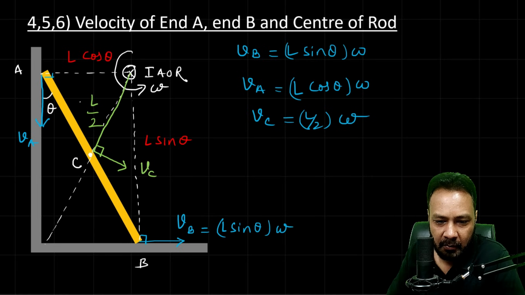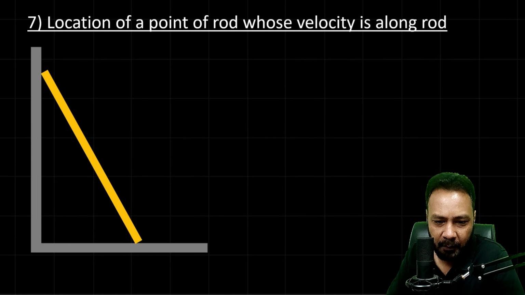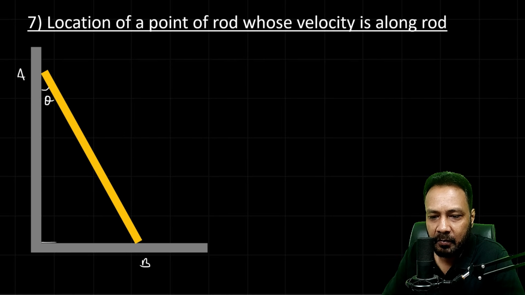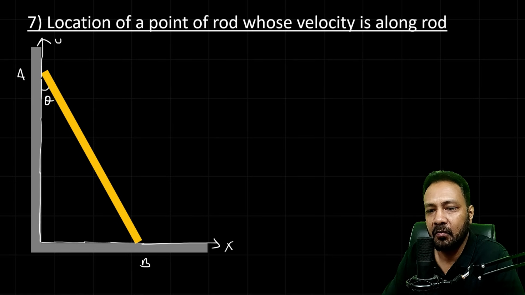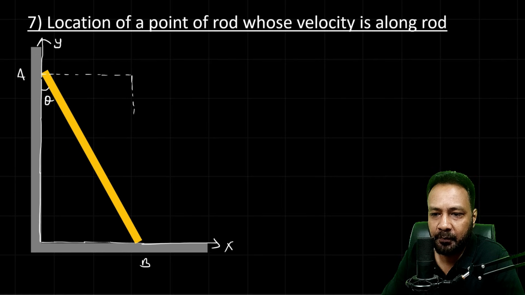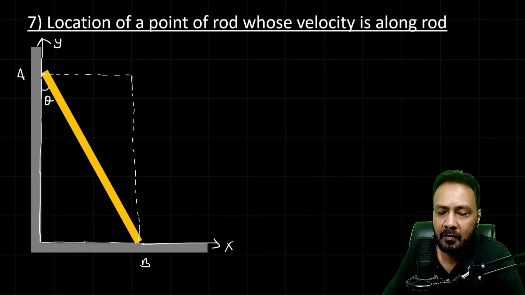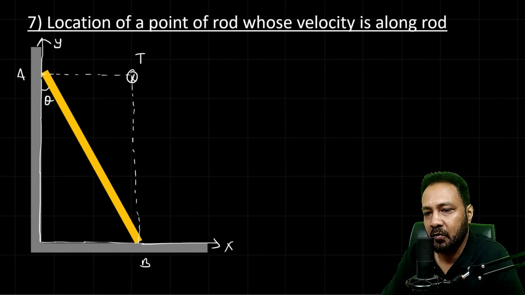Okay. So for that, here again I'll use the IAOR, that was A and that is B, and now I'm treating the floor as the x-axis and the wall as the y-axis. So I want to locate the coordinate of that point of the rod where the velocity is along the rod. Again, let me go to the IAOR. This is here, IAOR is. This is IAOR.